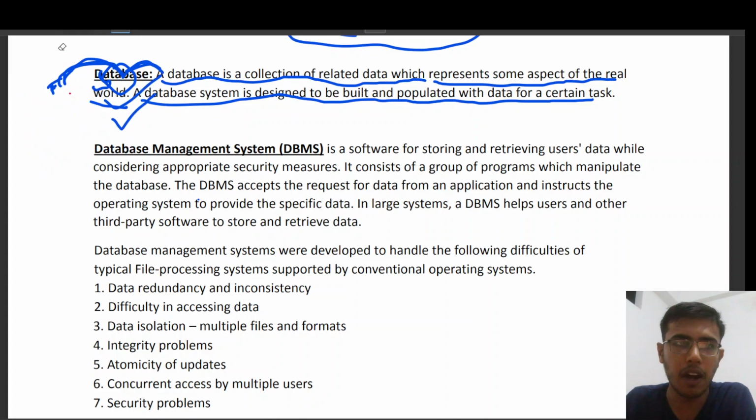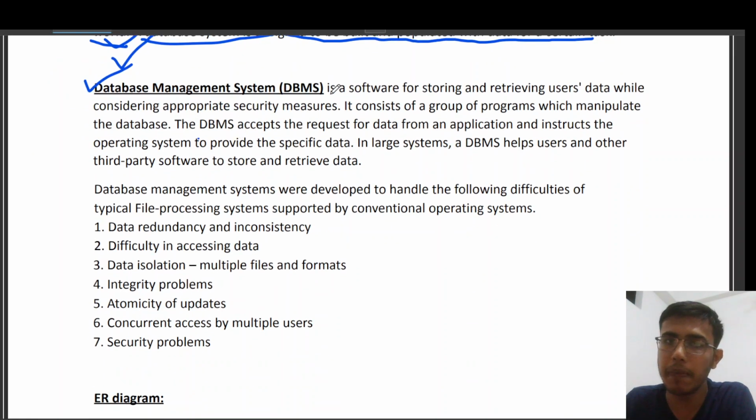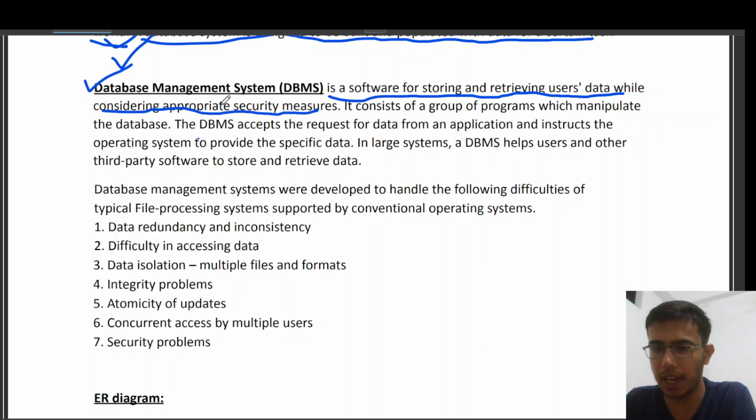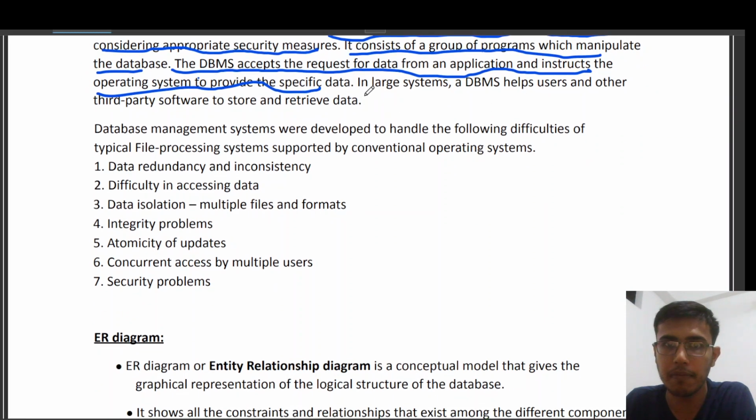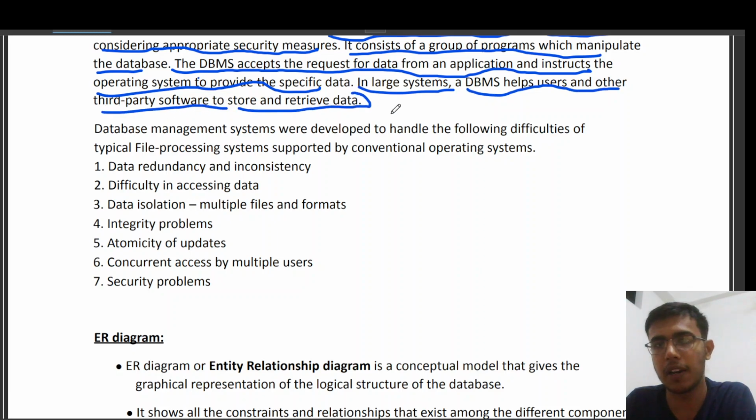Now we come to the database management system. So what is database management system? Database management system is basically a software for storing and retrieving user data while considering appropriate security measures, right? It consists of a group of programs which manipulate the database, right? The database management system accepts the request for data from an application and instructs the operating system to provide the specific data, right? In large systems, a DBMS helps users and other third-party software to store and retrieve data, right?